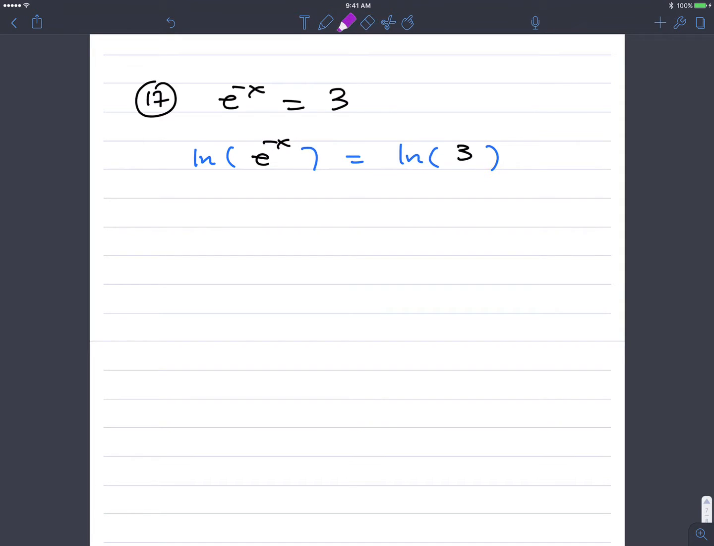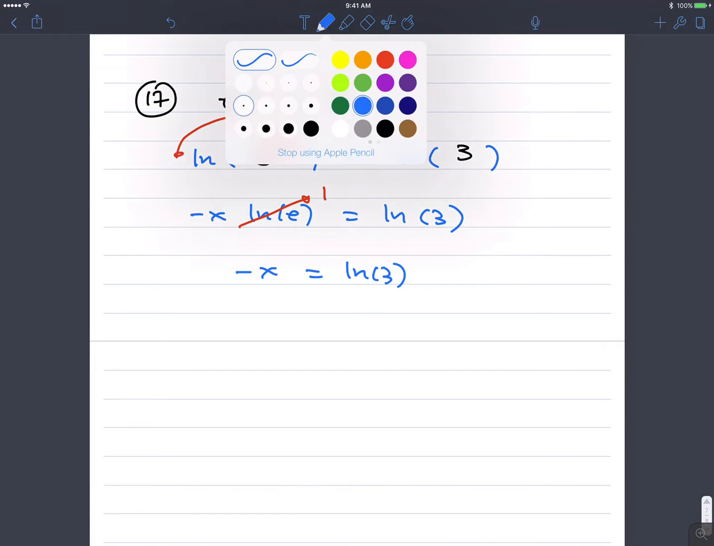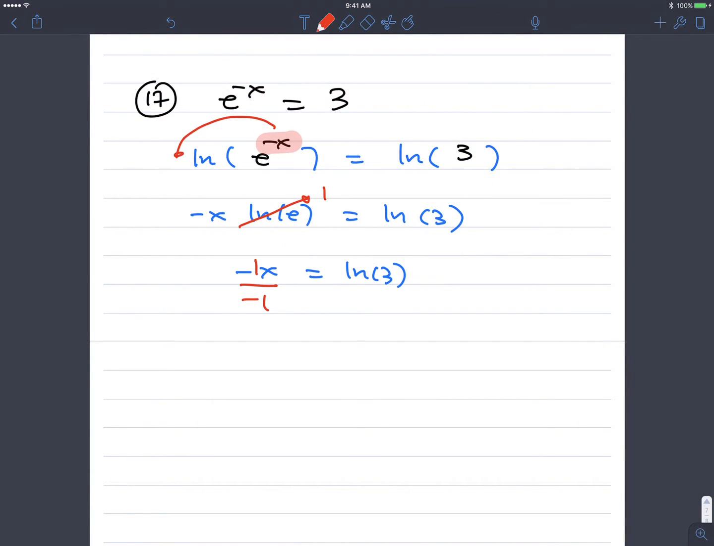So let's go back. Let's try this here. I'm going to pull this out. Minus x, natural log e, is natural log 3. Once again, the natural log of e is the value 1, and I get negative x is natural log 3. If you like, divide both sides by negative 1. And you get x going to be negative natural log 3. So here's our answer.